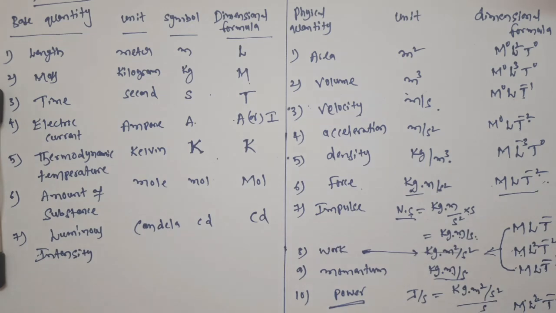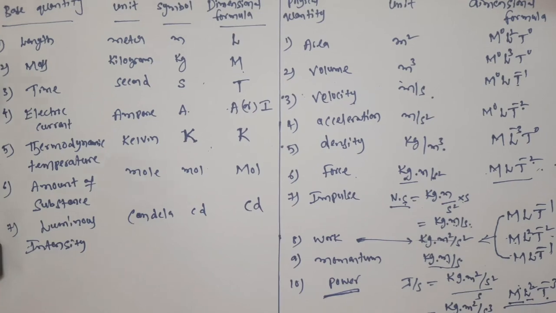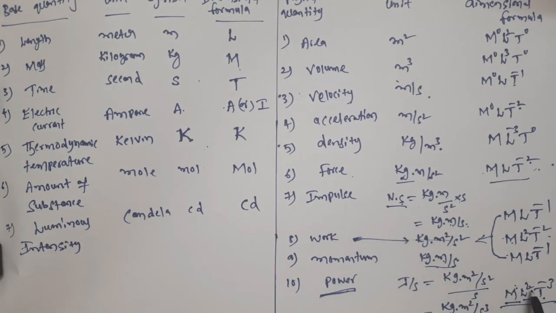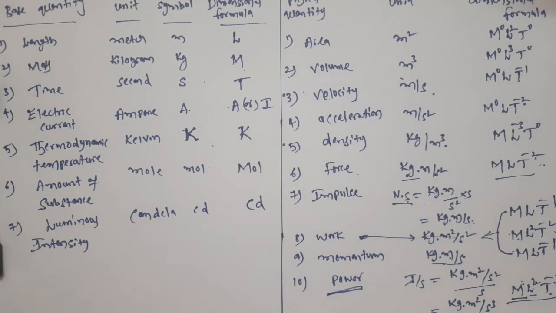Now what is the mass dimension? Power 1. What is the length dimension? Power 2. What is the time dimension? Power minus 3, and so on. So M power 1, L power 2, T power minus 3. If we take any derived physical quantity, we can write dimensional formulas like this. And the use of dimensions is that we can check the consistency of an equation.